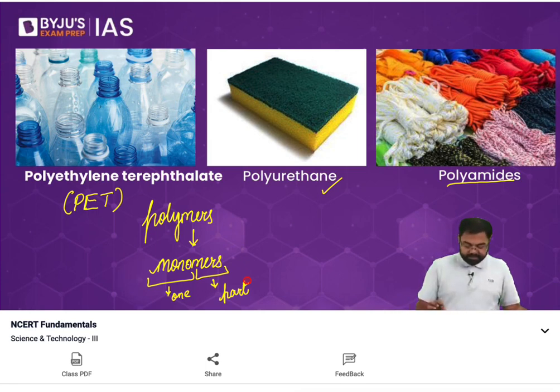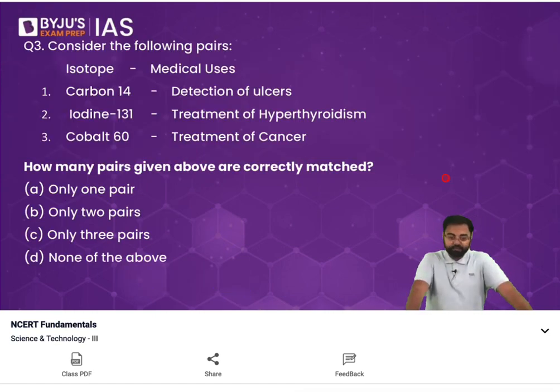So in all these cases, these are examples of plastics which can be used as synthetic fibers. Let's move on. The next question. Question number 3, you have isotopes and their medical usage. Carbon 14 versus detection of ulcers.